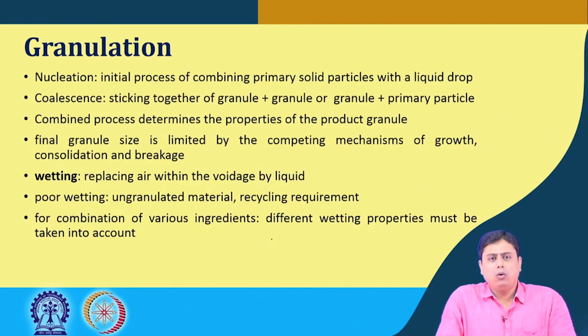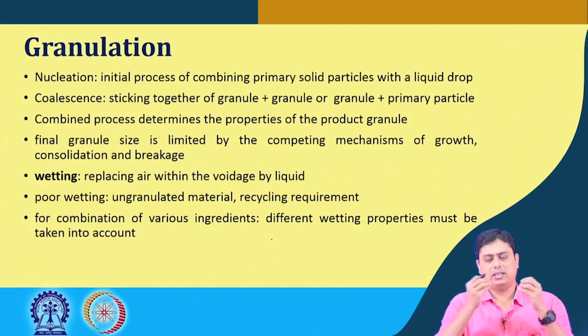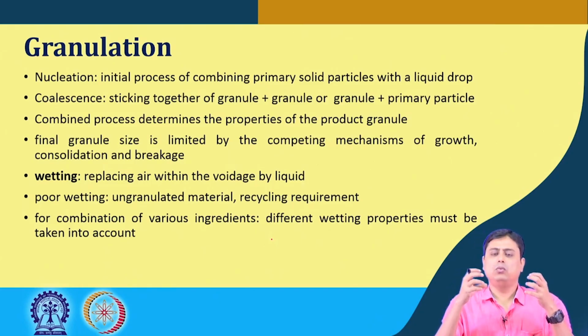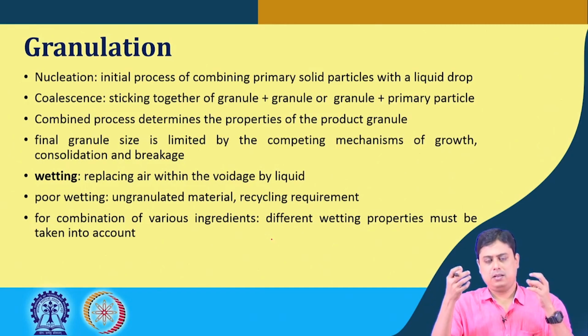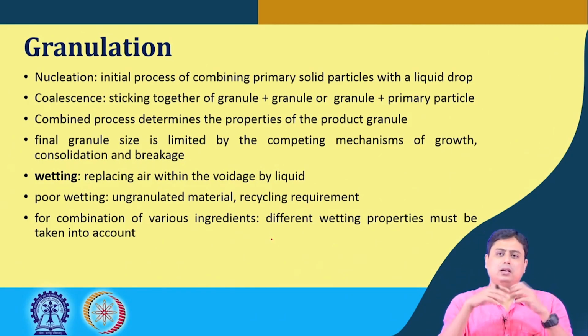So which means if we now go into the details of the first step, which is wetting plus nucleation, we see that wetting is basically replacing the void space that is filled with air by some liquid, or filling that void with the liquid. Now this wetting rate has tremendous influence on the granulation rate, because if there is poor wetting, then the particles will not be bridged together. So there will be ungranulated material. That means the material has to be recycled again as feed for the granulation, for the wetting to happen.